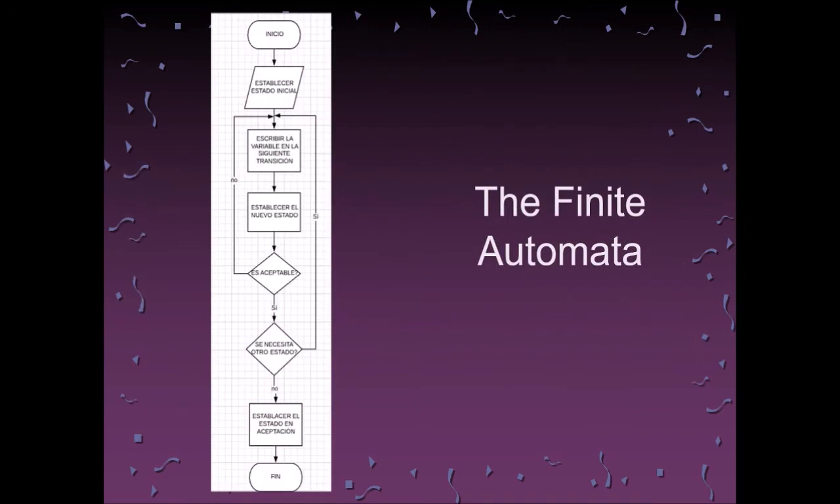The process to solve a finite automaton is: first, establish the initial state. After, write a variable in the next transition. After, establish the new state. Then, we ask if it is acceptable or not. If it is false, we return to write a new variable. Or else, we ask if we need another state. If it is true, we return to write a new variable. Else, we establish the acceptance state and finish.